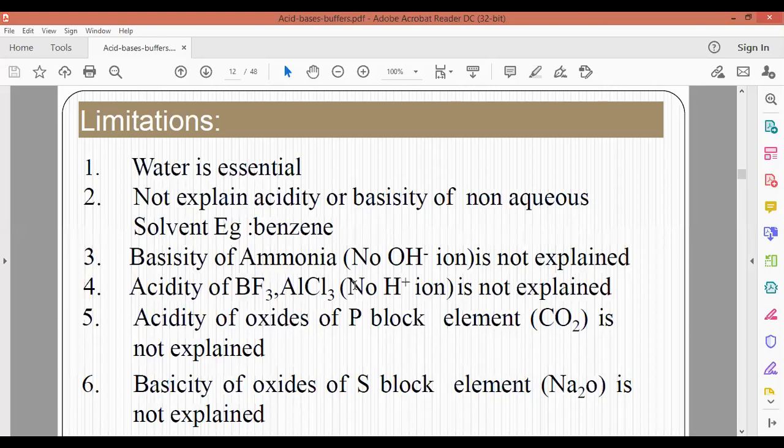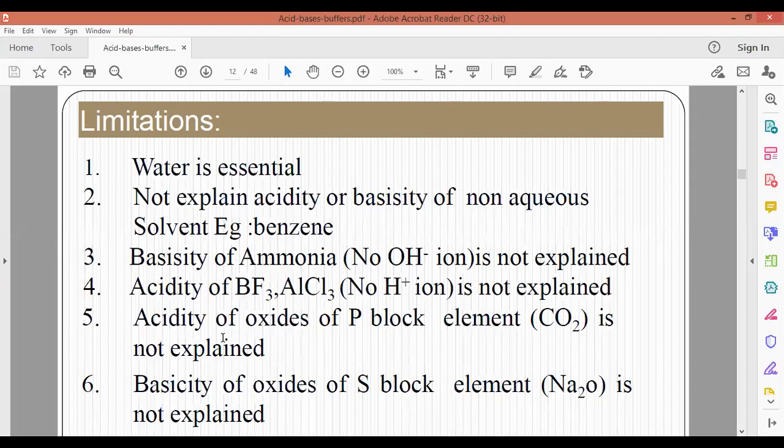Then this is also the same, the acidity of BF3, boron trifluoride, then aluminum trichloride. In that also they are not able to explain why the compound acts as an acid, because it does not contain the H+ ion, but it acts as an acid. So how? They are not able to explain. For that purpose, this is not useful to explain aluminum trichloride. Then boron trifluoride, they are not able to explain whether the compound acts as acid or base.